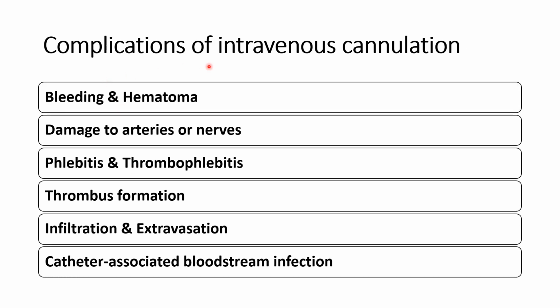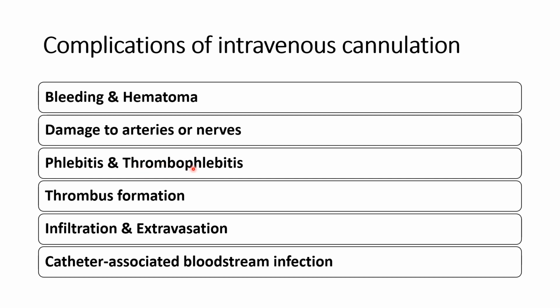What are the complications of IV cannula? Bleeding can occur at the site of cannulation, and hematoma formation can occur. Even sometimes, if we wrongly place the cannula in an artery or nerve, then damage to the artery or nerve occurs. Phlebitis and thrombophlebitis can occur. It is also asked in the viva, the difference between phlebitis and thrombophlebitis. Whenever a vein is simply inflamed, it is known as phlebitis. When it is also complicated with thrombus formation, so inflammation and thrombus both occur, then we label it as thrombophlebitis.